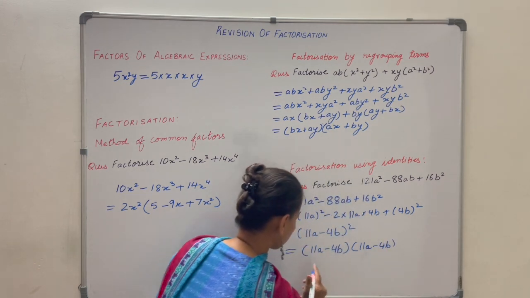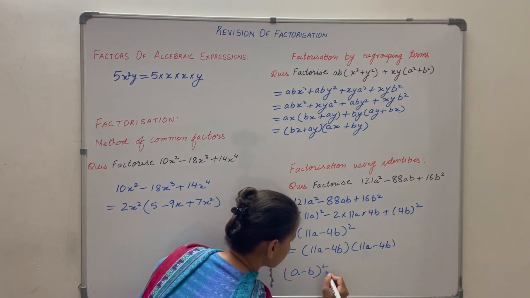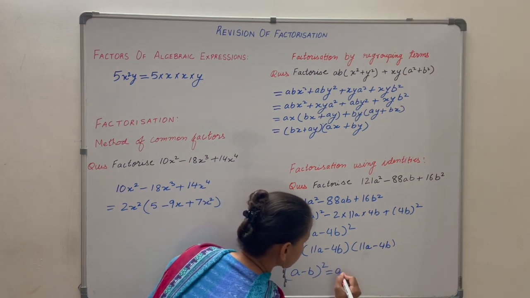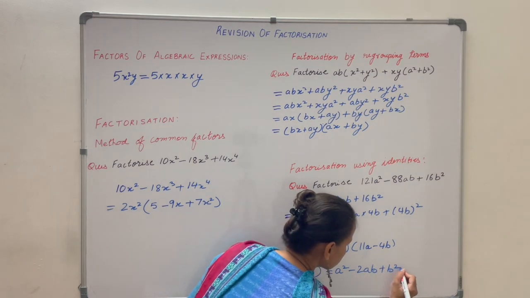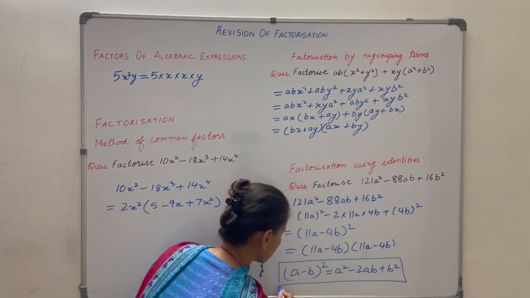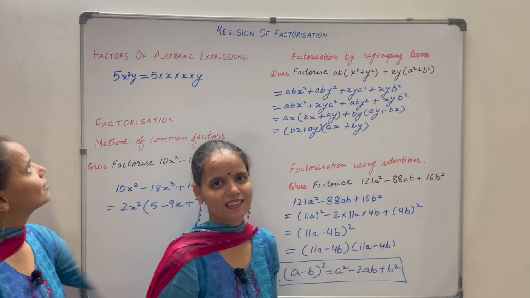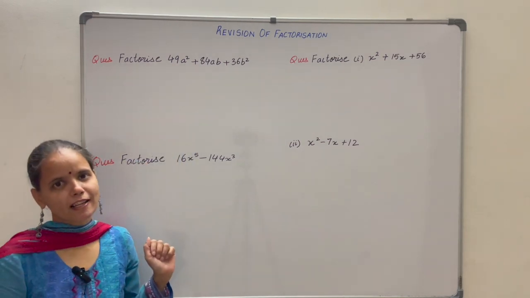What is the identity we have used here? The a minus b whole square identity, that is a square minus 2ab plus b square. This is the identity we have used to solve this question. Factorize. We have to factorize this algebraic expression.